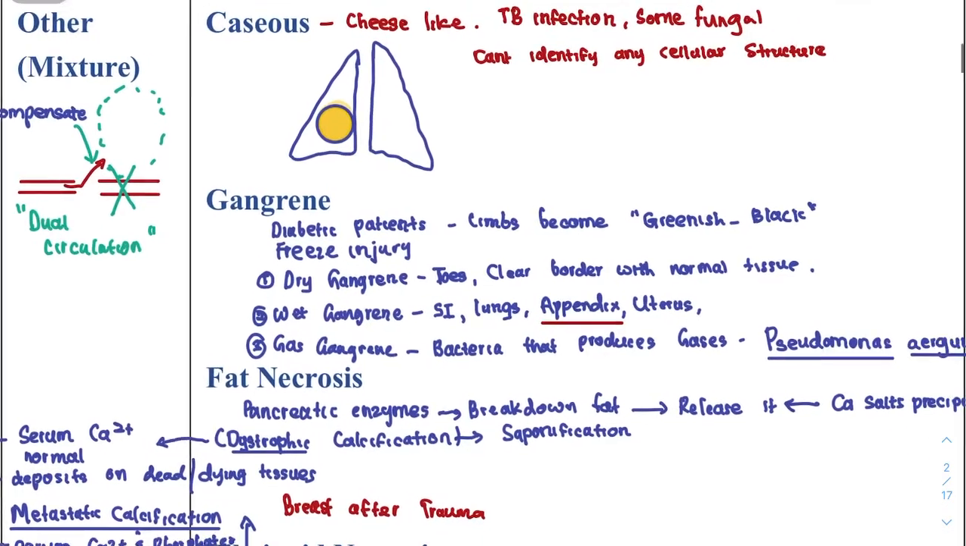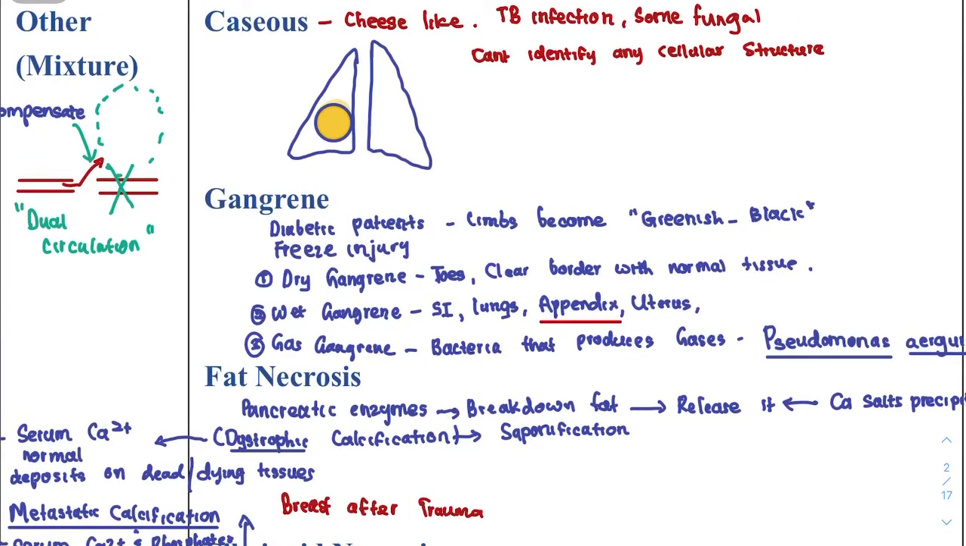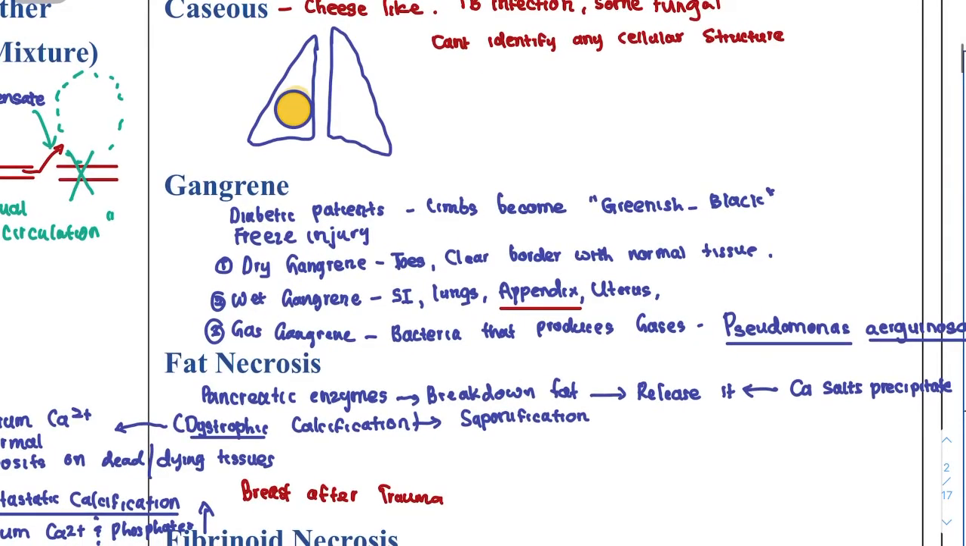First, caseous necrosis. This is a cheese-like necrosis. You can see it in tuberculosis and some fungal infections. It looks like cottage cheese. I'll show you the diagrams later on.